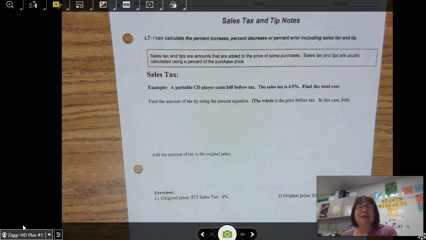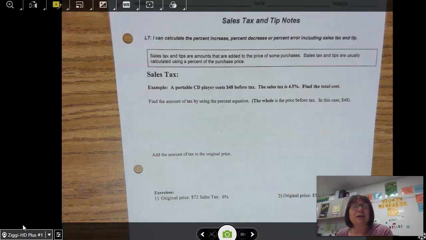So we're going to be talking about sales tax and tip today. They are amounts that are added to the price of a purchase. So tax and tips increase the price. They're calculated using a percent of the purchase price. So for example, I'm going to show you two different ways to do these. A portable CD player costs $48 before tax, and the sales tax is 4.5%.